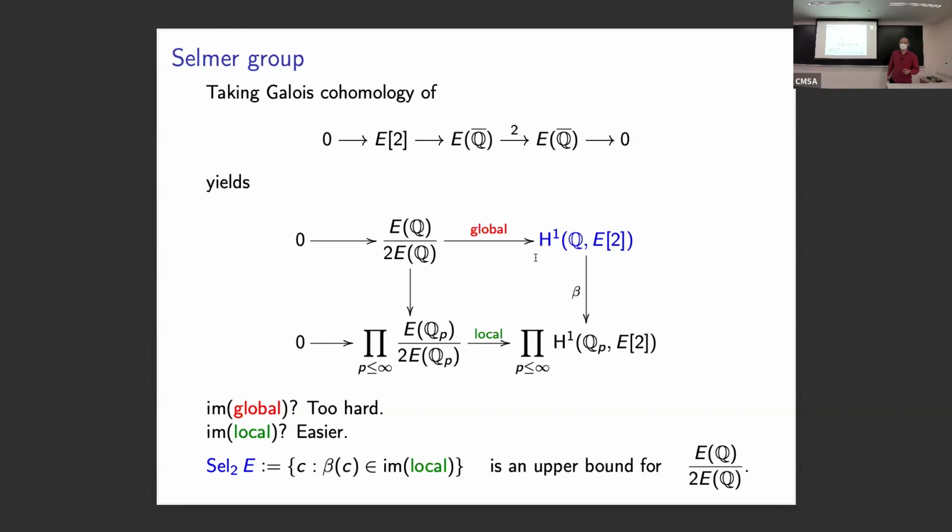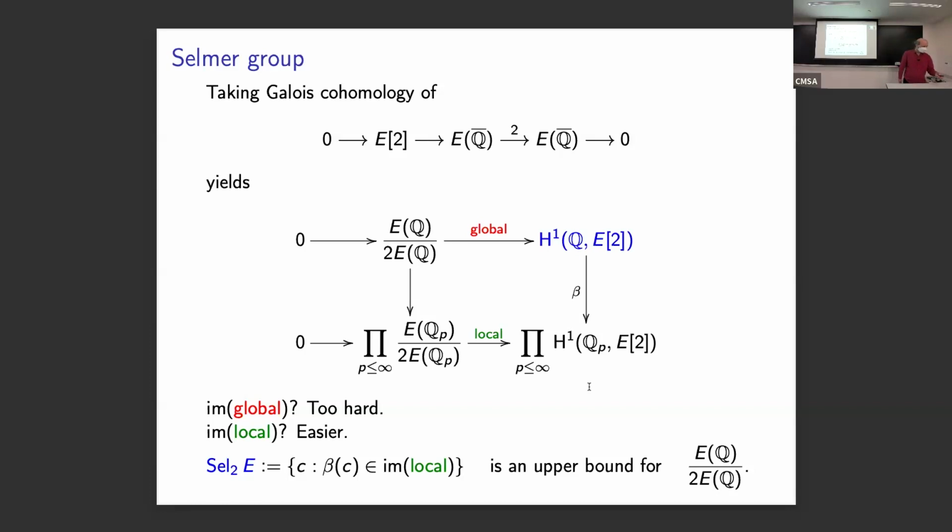Someone asks if the diagram commutes. Oh, yes, the diagram does commute. That's a good question. It's important that it commutes, because it's the fact that this commutes that tells me that the image of the global map maps under beta to the image of the local map. So that's what tells me that the image of the global map will be contained in this Selmer group. Okay.